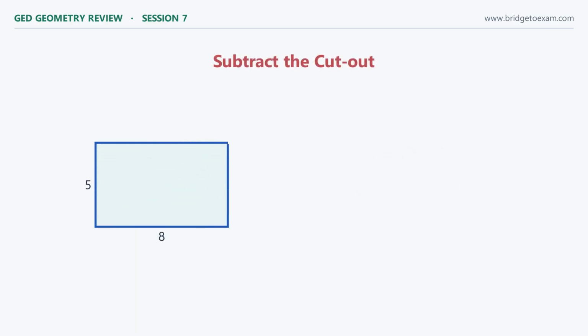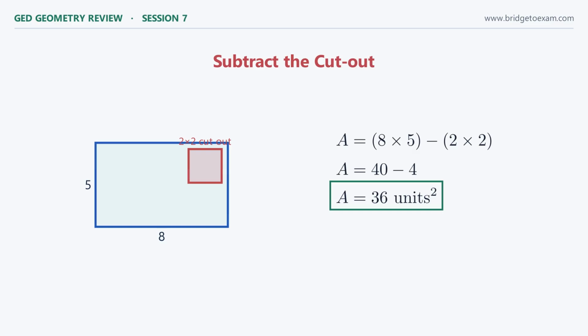Now let's subtract. We have an 8 by 5 rectangle with a 2 by 2 square cutout. The whole rectangle is 40. The cutout is 4. 40 minus 4 leaves 36 square units.